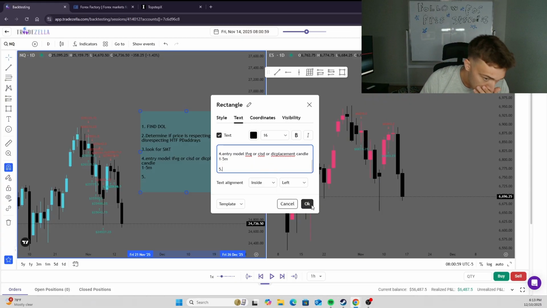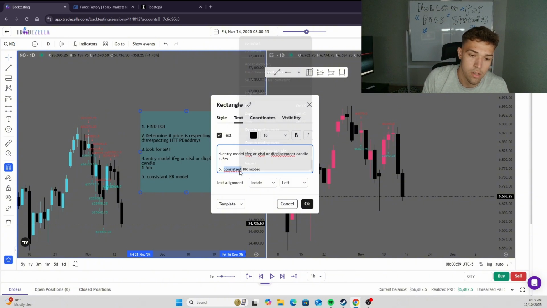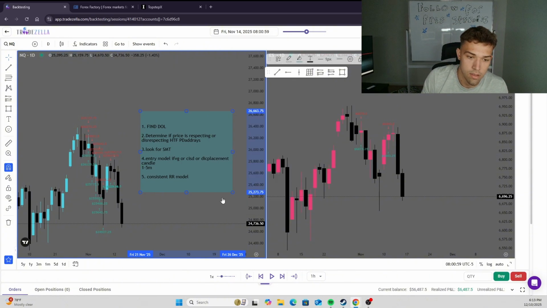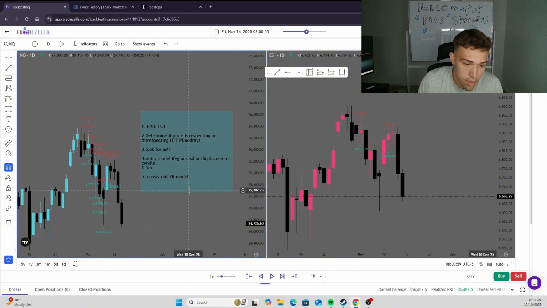Number five. I don't know what number five is. Oh yeah, it's consistent risk to reward. So that is pretty much my strategy right there. Now, there is a lot of discretion when it comes into this, but let me back test at least 1 or 2 days so y'all kind of know what I'm talking about.